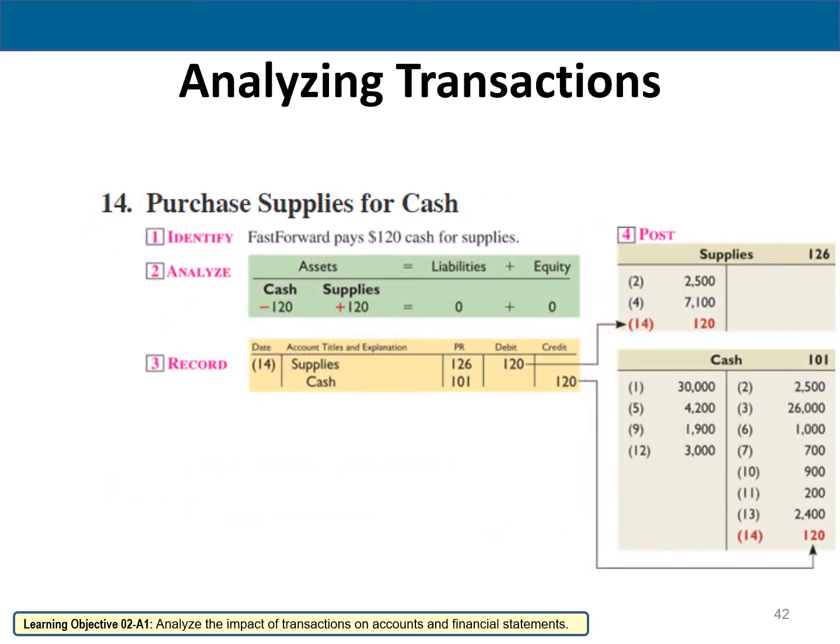All right, in transaction 14, we're purchasing supplies for cash. So we pay $120 cash for supplies. So cash is going to go down, right? And supplies are going to go up. Cash and supplies are our two accounts. They're both assets. So in order to increase the asset account supplies, we debit. And in order to decrease the asset account cash, we credit.